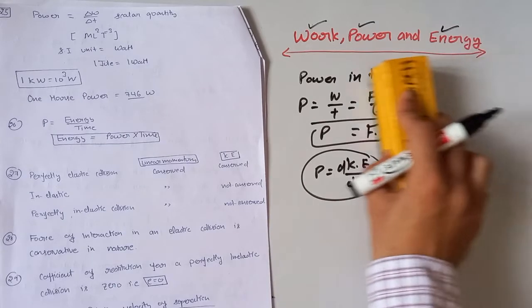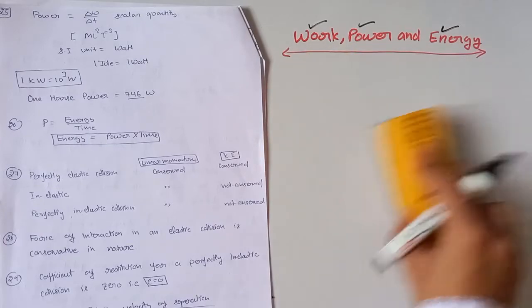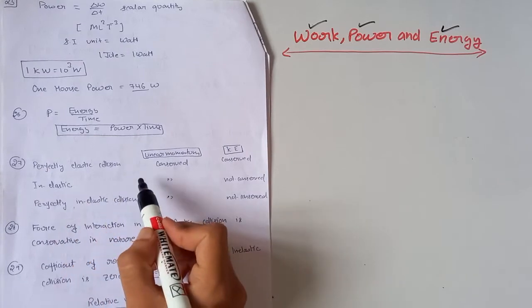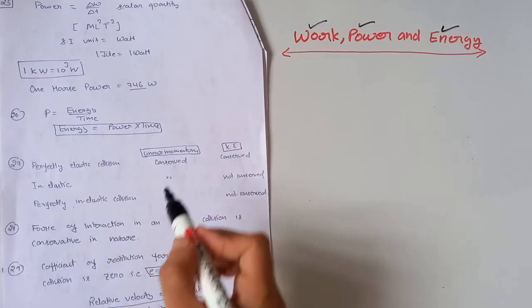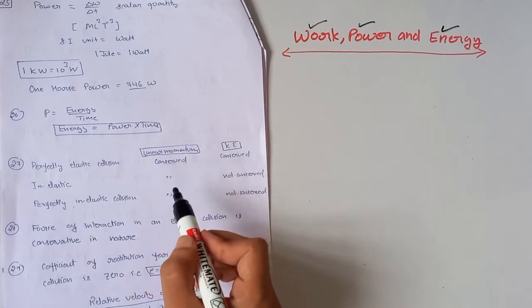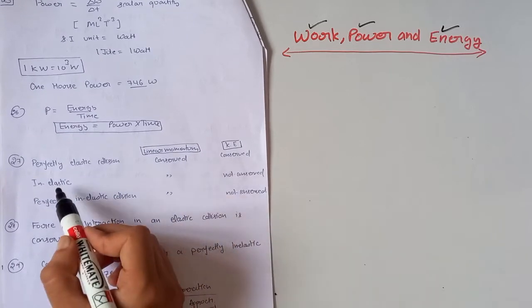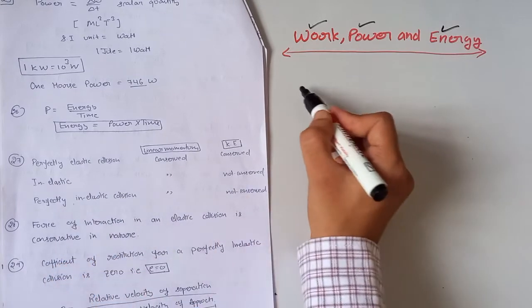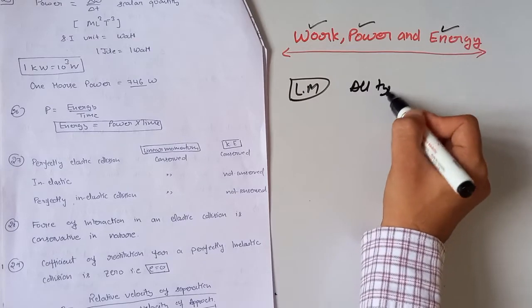Now we will discuss elastic collision. There are 3 types of collision: perfectly elastic collision, inelastic collision and perfectly inelastic collision. Linear momentum is conserved in all cases. Keep in mind, linear momentum is conserved for perfectly elastic collision. It is also conserved for inelastic collision. It is also conserved for perfectly inelastic collision. So linear momentum is conserved for all types of collision.